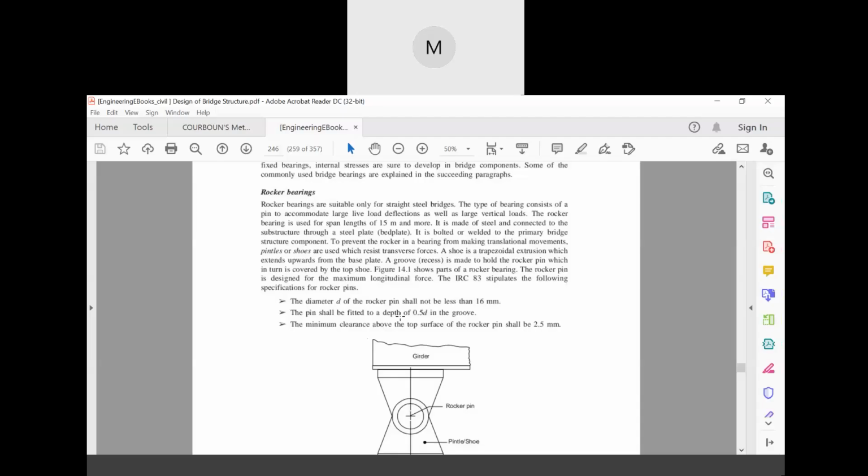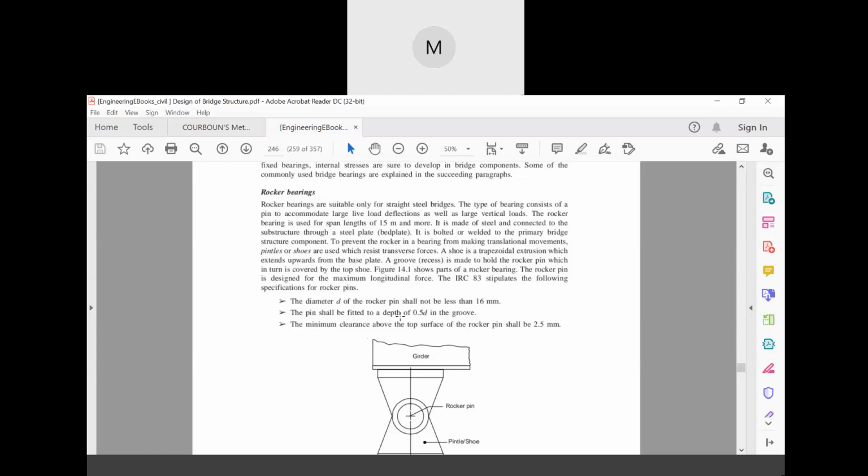So basically, we'll be doing numericals also of this. Let us go where we left. So just now, as we discussed, rocker bearings. Now these are the rocker bearings. In rocker bearings, these are used for span lengths of 15 meters or more, and it is made of steel and is connected to the substructure through a steel plate. It is bolted or welded to the primary bridge structure component.